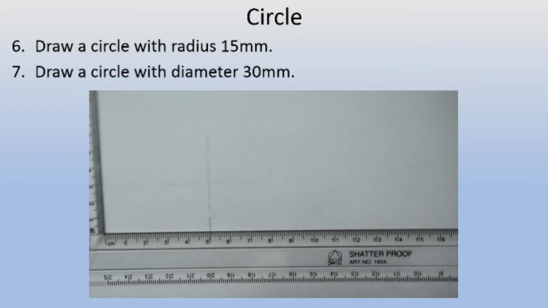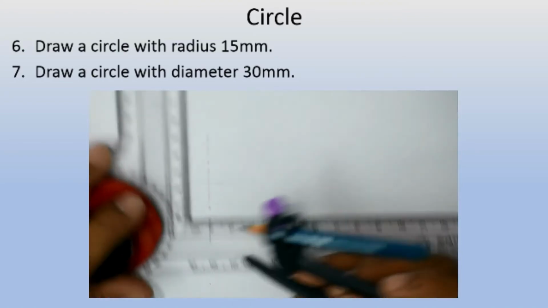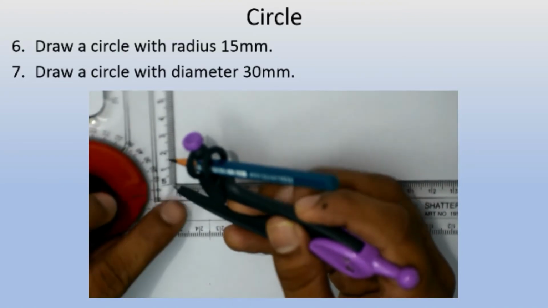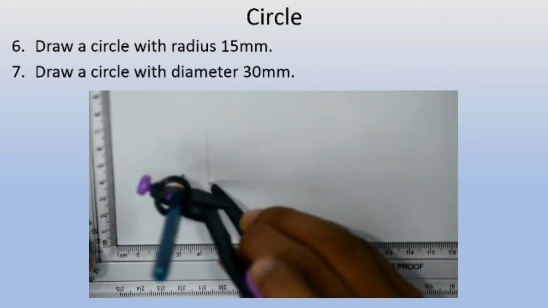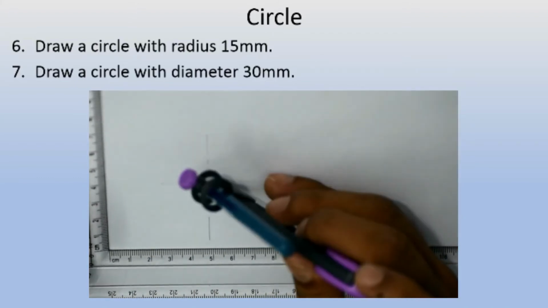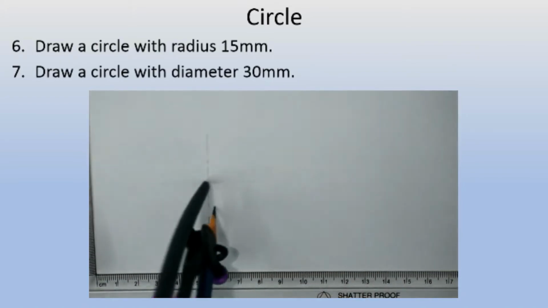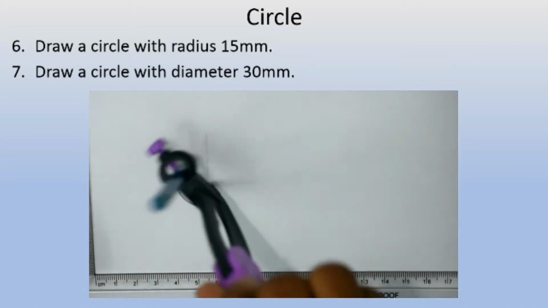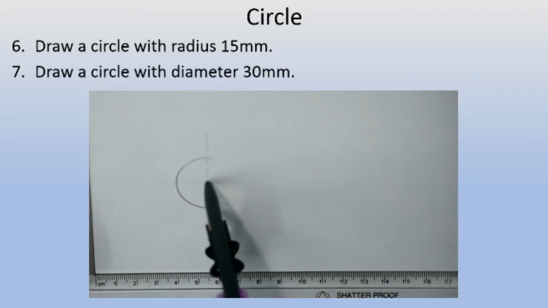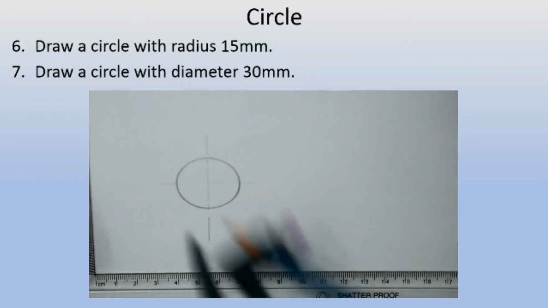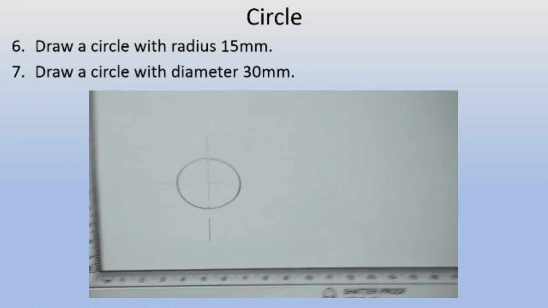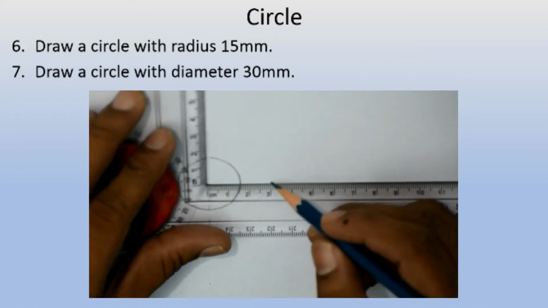So first I will measure the radius of 15 mm. So 15 mm means 1.5 centimeter. So in between 1 and 2, I have measured the radius. You observe that I have taken the radius, the distance between the nib of the compass and pencil nib is the radius. So this is a circle of 15 mm radius.